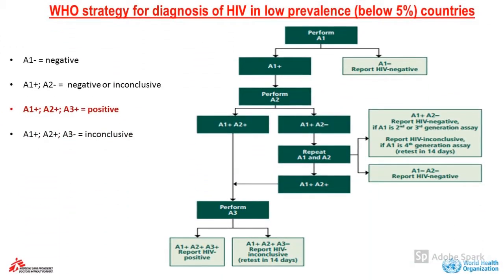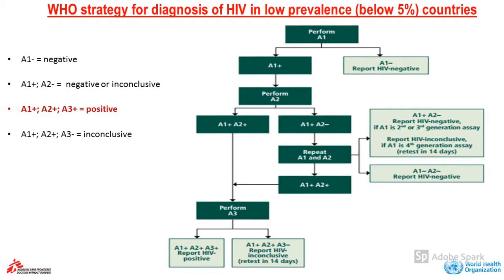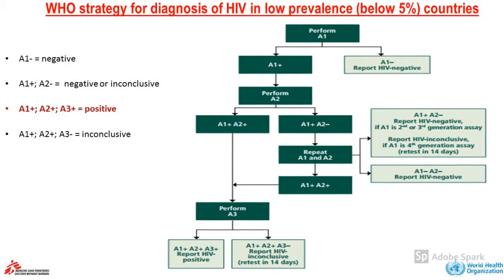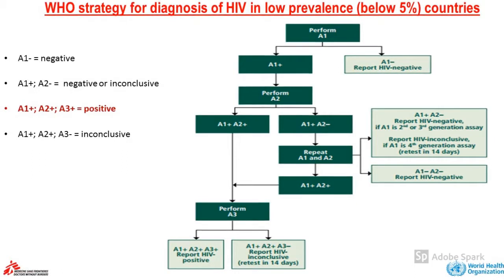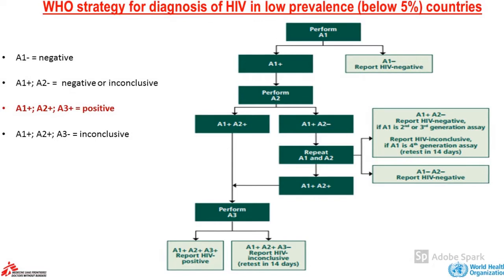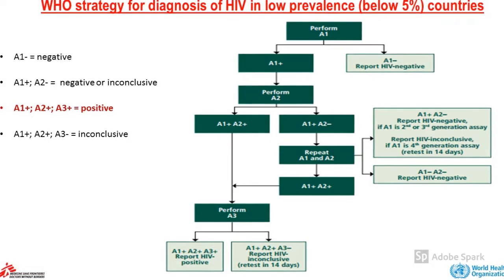In low HIV prevalence settings, that is below 5%, a final HIV diagnosis must be given after 3 sequential reactive test results. If the prevalence in the target population of your program is unknown, it is recommended to use the WHO low prevalence strategy as the default strategy.